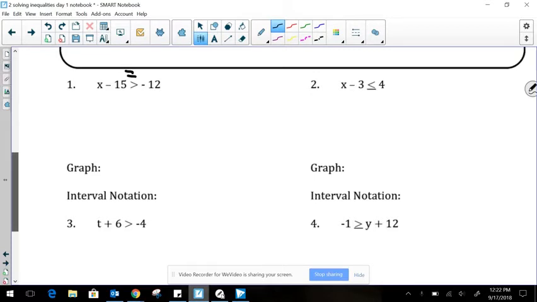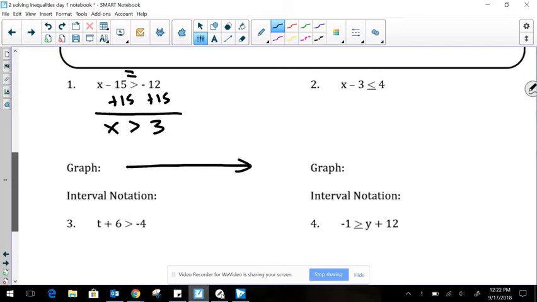So I'm going to add 15. Then I'm left with x is greater than 3. Since x isn't equal to 3, it's any number that's bigger than 3, we get to show our answer with this graph. So I make 3 tick marks. My middle tick mark is where my answer goes. So since 3 was my answer, 3 goes there. I go one bigger than 3, one smaller than 3.